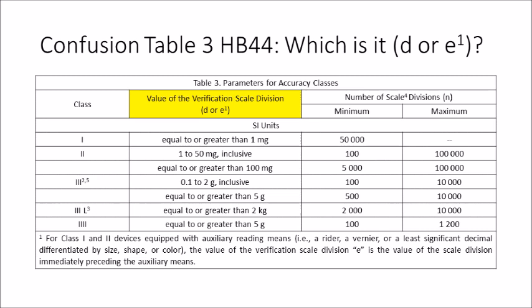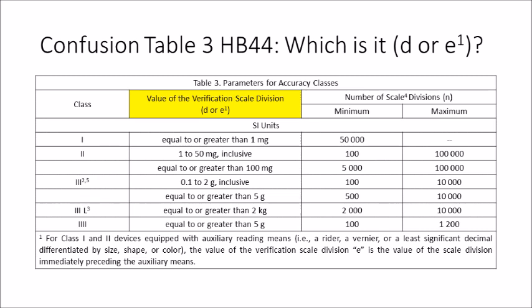I think we all know that the verification scale division is E, so the question is, what is D doing here? And if we understand what the table is doing, you're trying to set limits, minimum and maximum, for N, the number of scale divisions, which is capacity divided by E. So why would you have D here?